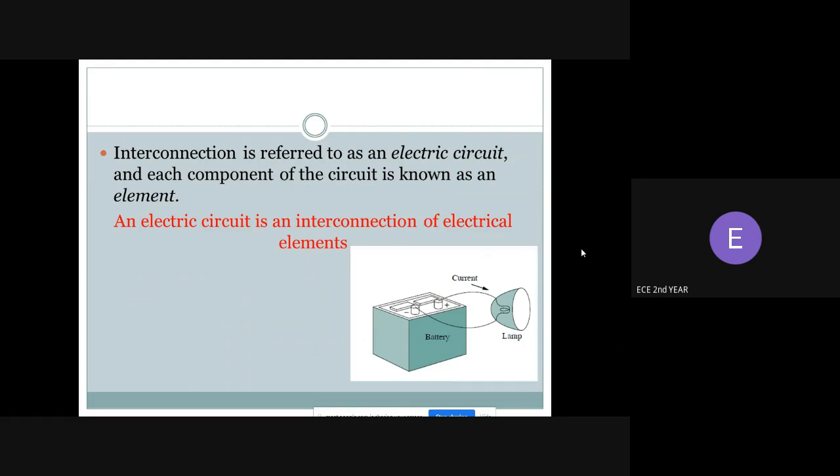So what is an electrical circuit? It means the interconnection of all electrical elements. In this diagram, the battery, lamp, and current flowing through the circuit, taken entirely, are called an electrical network. This shows a simple electrical circuit. It consists of three basic components: a battery, a lamp, and connecting wire. Such a simple circuit can exist by itself with the help of the battery.